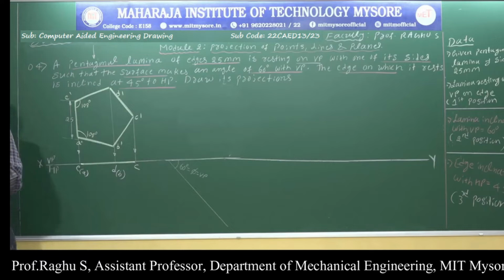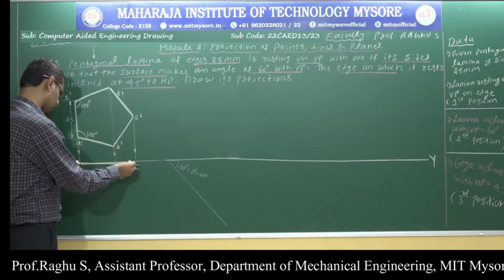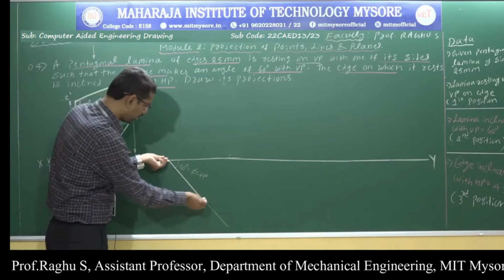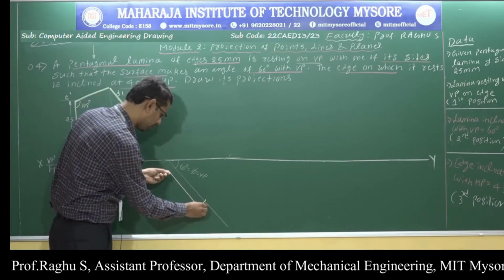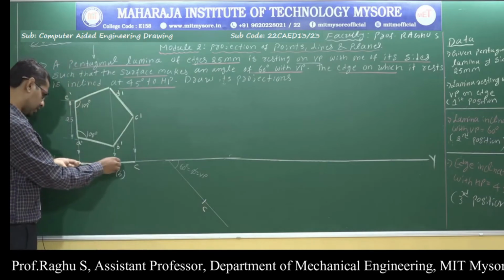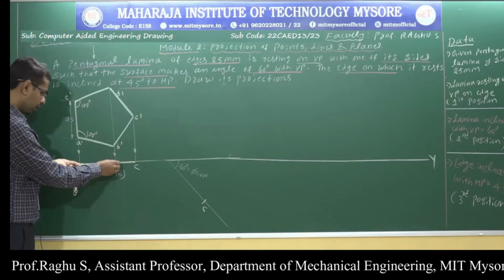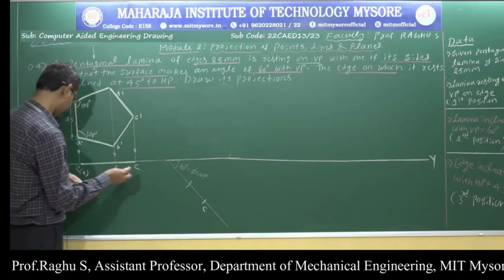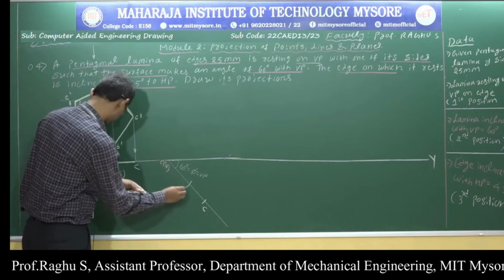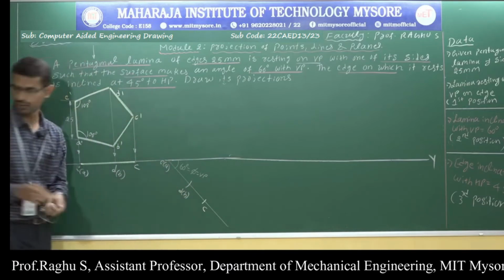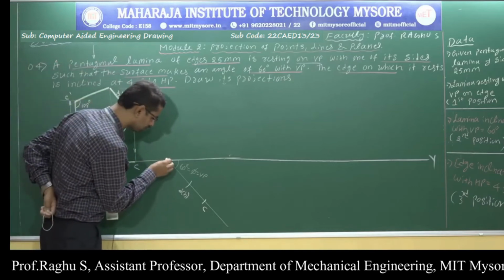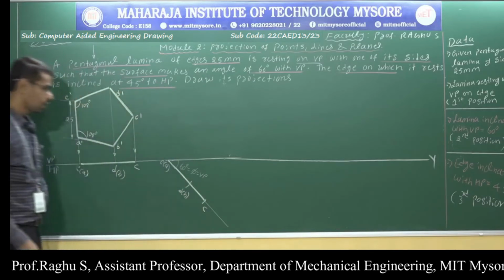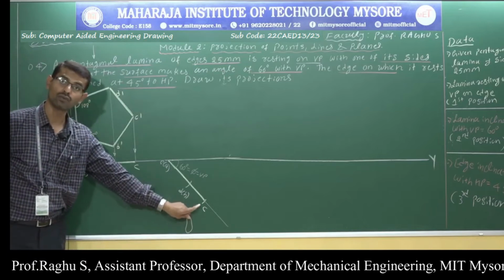Now, measure this distance from the first position top view. From this point, cut an arc to get point C. Next, measure this distance from E to D. From this point, cut an arc to get point D. And here, this is point E comma A, this one D comma B, and this one point C. So here make it dark. Up to point C, make it dark since it is the visible view.